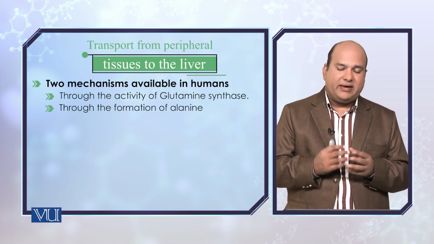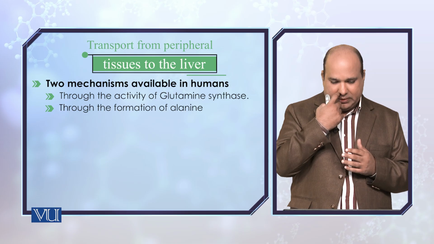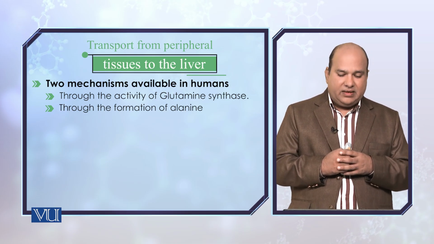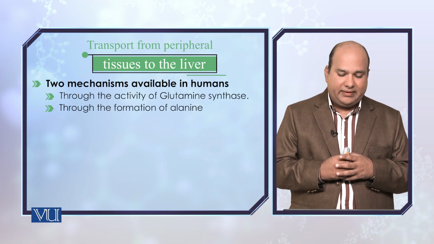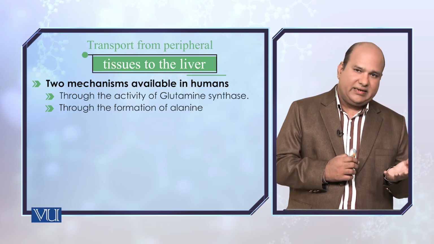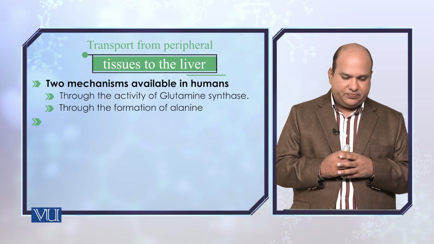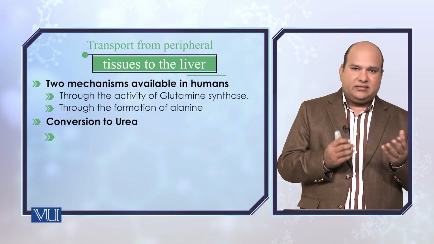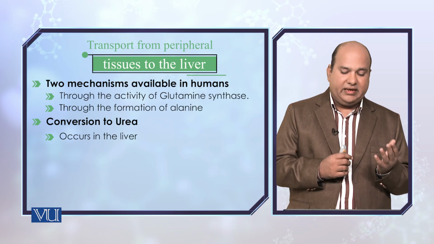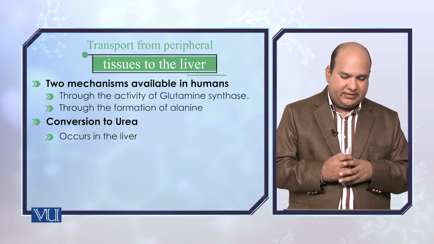So there are two mechanisms available in us, in the humans. First is through the activity of glutamine synthase, which of course forms glutamine, a very important amino acid, and through the formation of alanine, again a very important amino acid. And then these compounds are converted into ammonia and then urea in the liver.